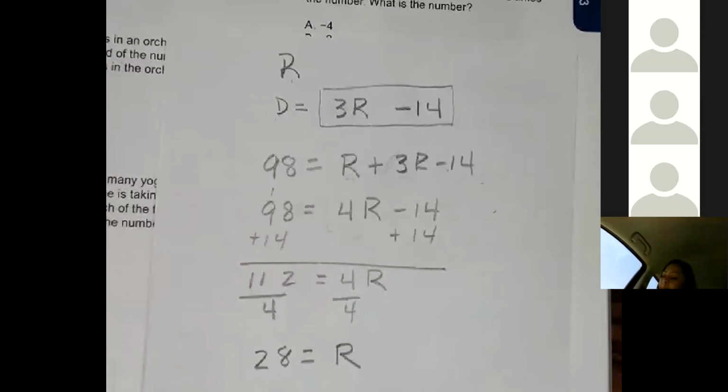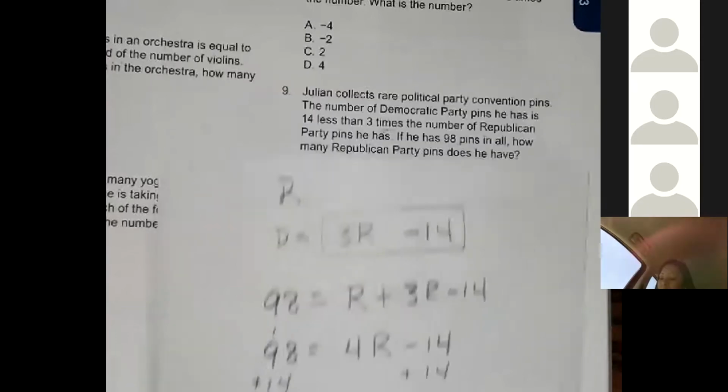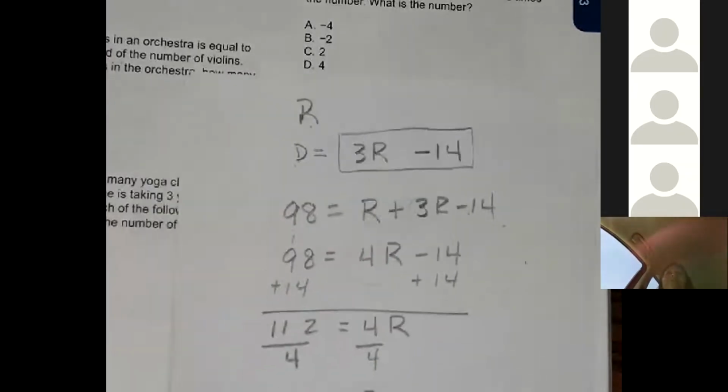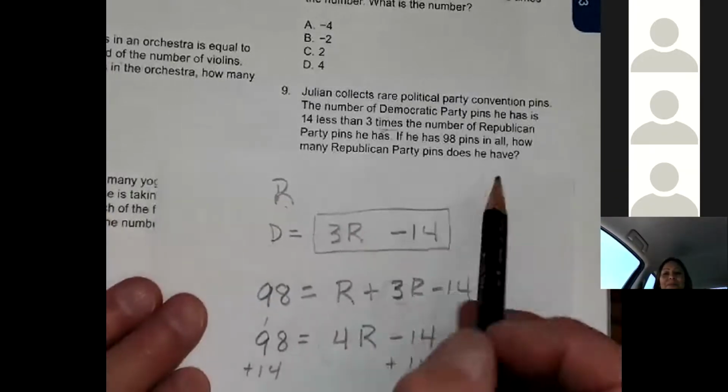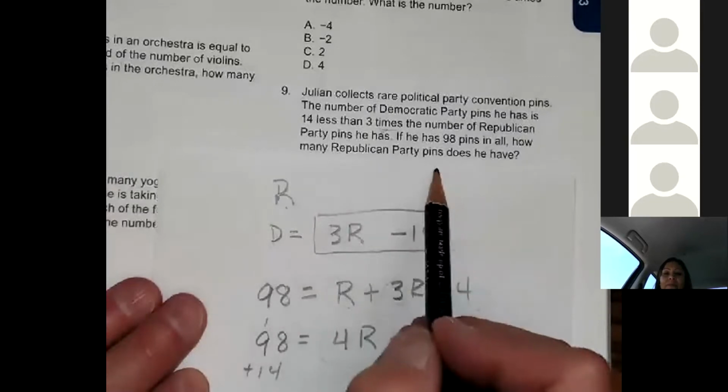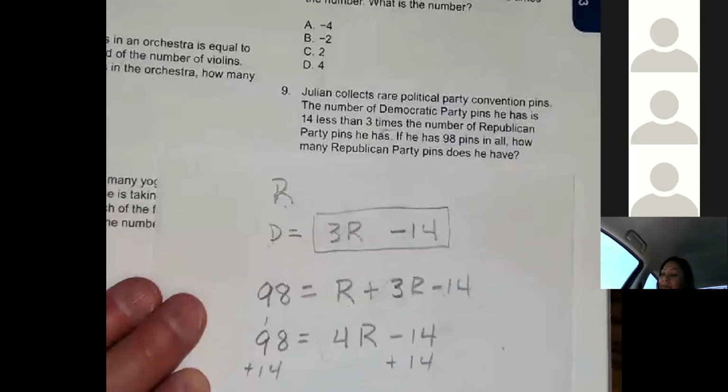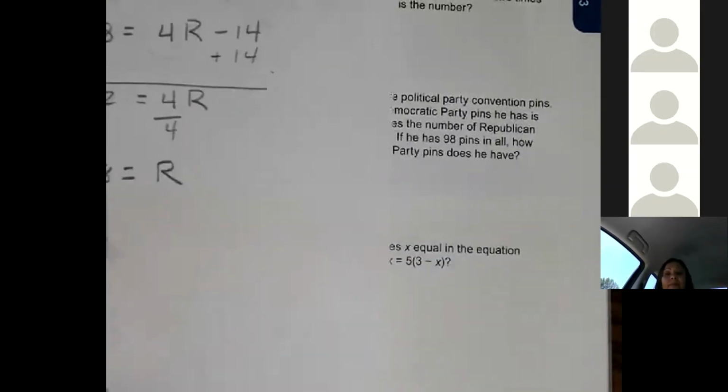Now I forgot what the question is. I can't even find the question. Oh, here we go. How many Republican Party pins does he have? I think it's 28.